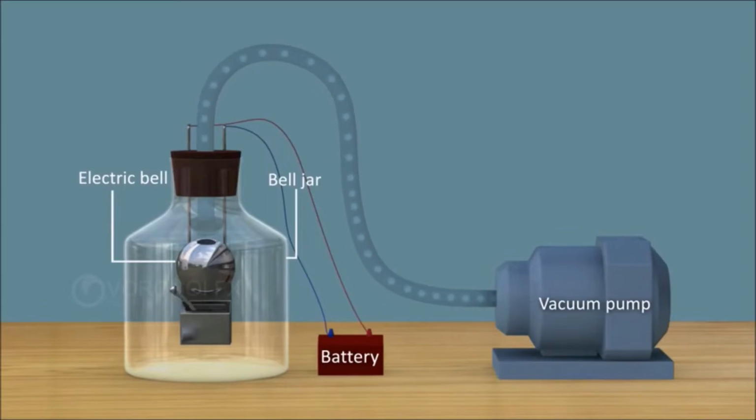Soon you will notice the less air is left inside the bell jar, the less the sound becomes. If the air is removed completely, you won't be able to hear any sound. From this experiment, we can understand that sound cannot travel through vacuum.